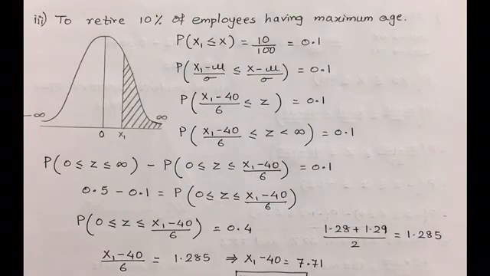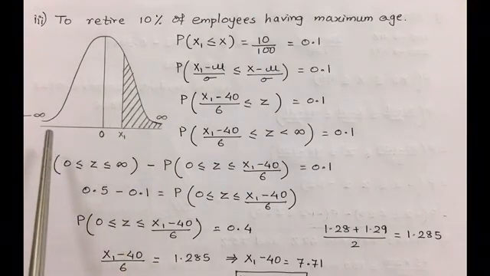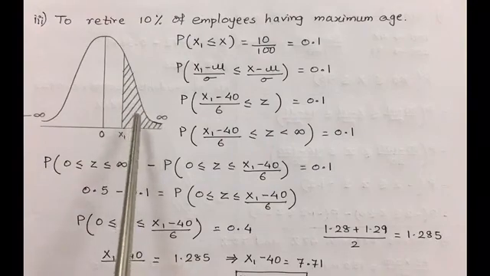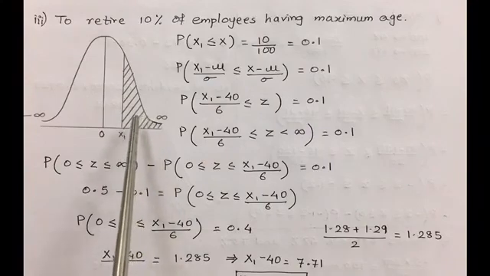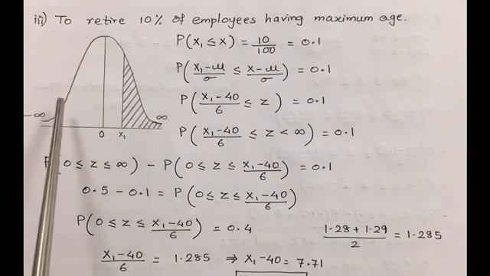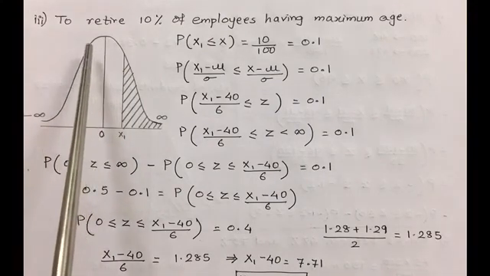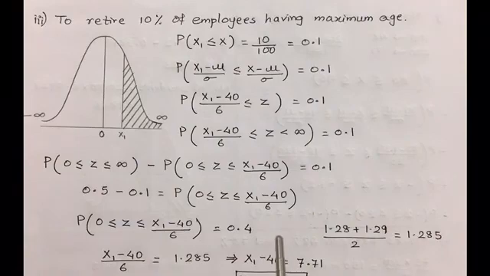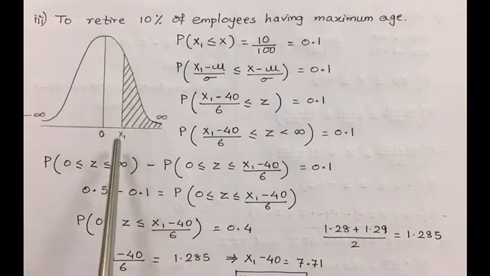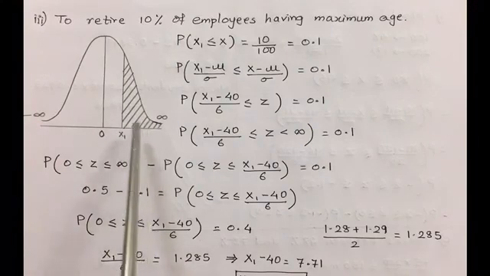Now 10% of employees are having the maximum age, that is to be calculated. Now the maximum age will lie towards the positive side of the bell-shaped graph. This part becomes the negative side, becomes the minimum age, middle age, and maximum age. So we have to calculate x1. So here the shaded part is towards the right of x1.